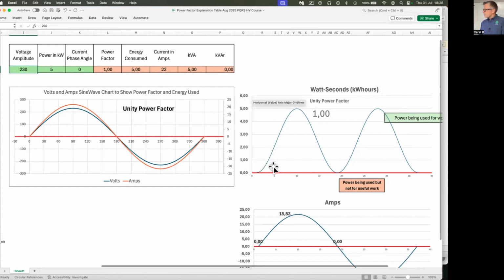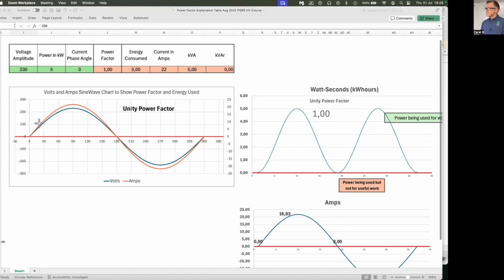So whatever is contained in, I'm sure you guys can see my cursor, but I'll be a bit more specific. Whatever is contained in that portion, and in that portion, that is what we are billed for.